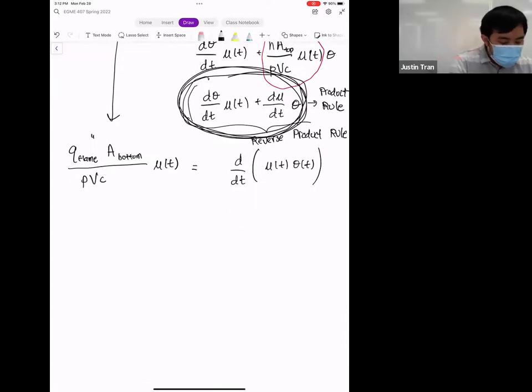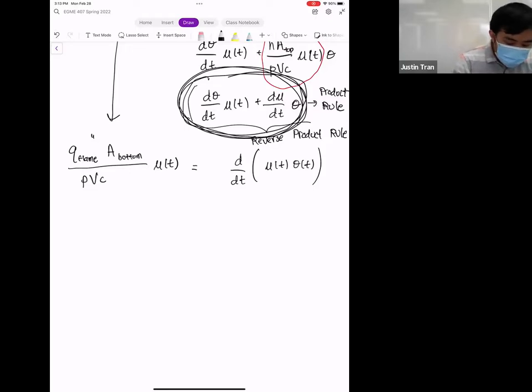And so what we have now is Q flame times A bottom divided by rho V C times mu of t is equal to the exact derivative of mu of t multiplied by theta of t. All right, any questions on integrating factors and kind of why we do this? Okay.